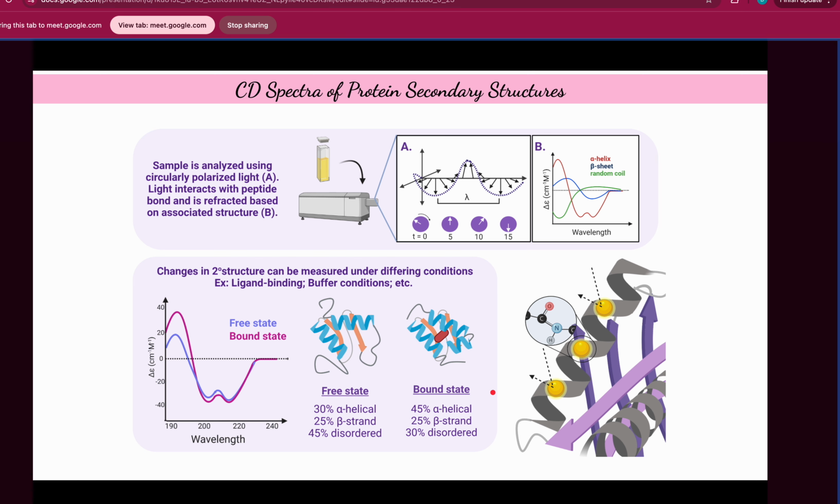Yeah, so this is from another paper which shows how the free state and the bound state of a protein can also vary. They can show different del E values with respect to wavelength, with which we can find out whether the protein I'm considering is in the bound state or free state, and what the different components are, meaning how many alpha helices are present, how many beta sheets are present, or whether it has some random coil structure, whether it is disordered. So all these calculations can be performed by looking at the CD spectra.